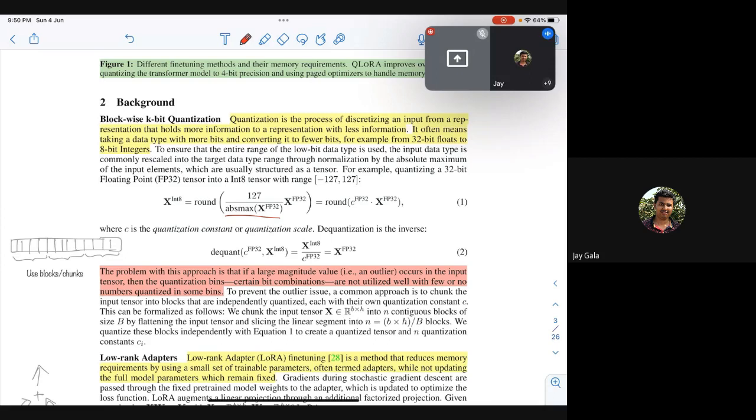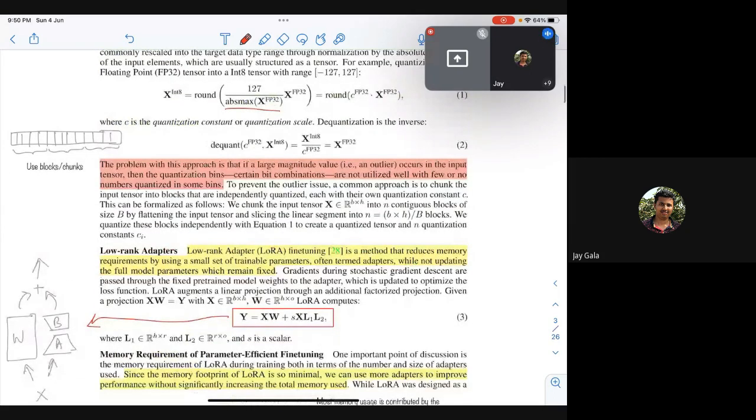So as a way to fix this, what we typically do is split the tensor into different blocks, and then apply quantization on each block separately. That leads to a better and more effective way of quantization where we do not suffer from the problems of outliers.